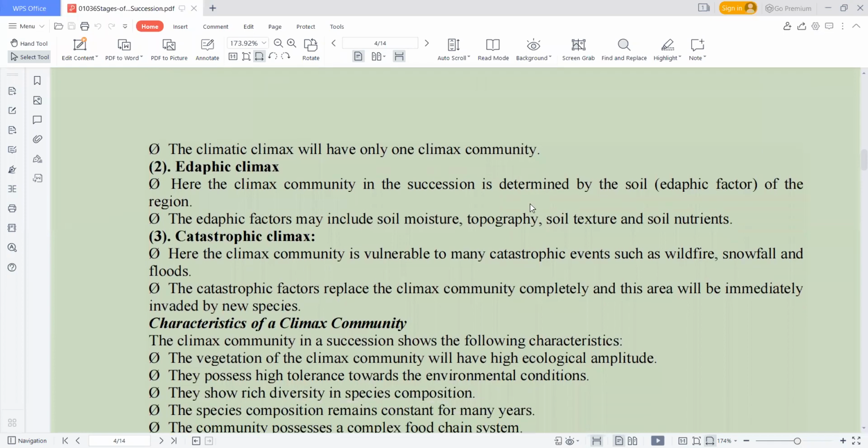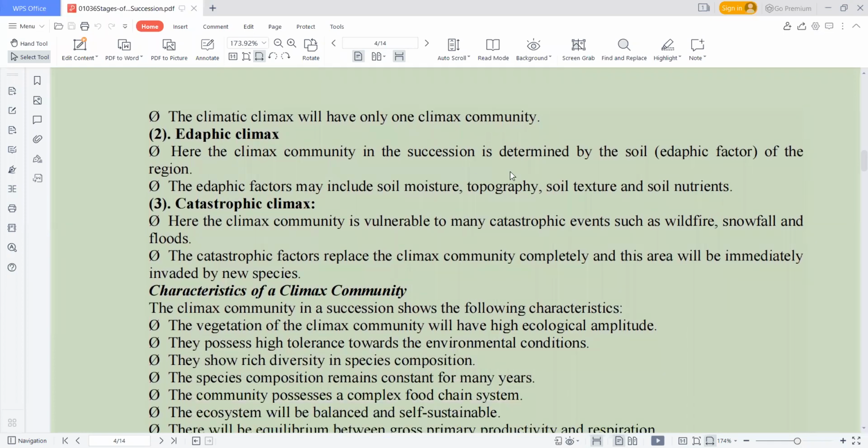The second one is the edaphic climax. Here the climax community in the succession is determined by the soil. Based on the soil only, the final climax community will be determined. It is due to edaphic factors, that is, the soil factors of the region, so it is called the edaphic climax. The edaphic factors may include soil moisture, topography, soil texture, and soil nutrients. They determine the climax of this community.